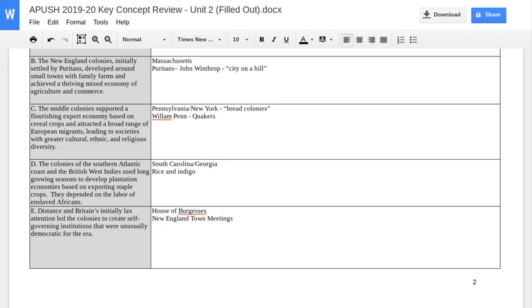And then tacked in at the bottom here with E, the key word within this is self-governing institutions. You need to know two, one from the Chesapeake region and one from Massachusetts or the New England region. You've got the House of Burgesses and New England town meetings. You need to be able to identify them with self-governing institutions and then look at how both of those are composed.